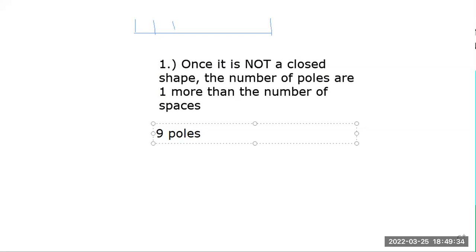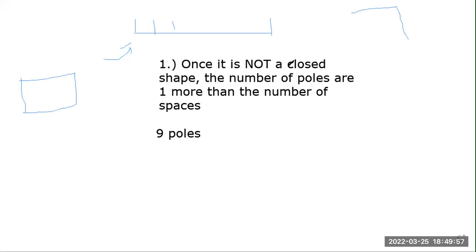Does the diagram there represent a closed shape? No, this is not a closed shape, it's just a straight line. So for example, is this a closed shape? No, it's not a closed shape, it's just a straight line, we just went this way and that way. This is a closed shape, however.